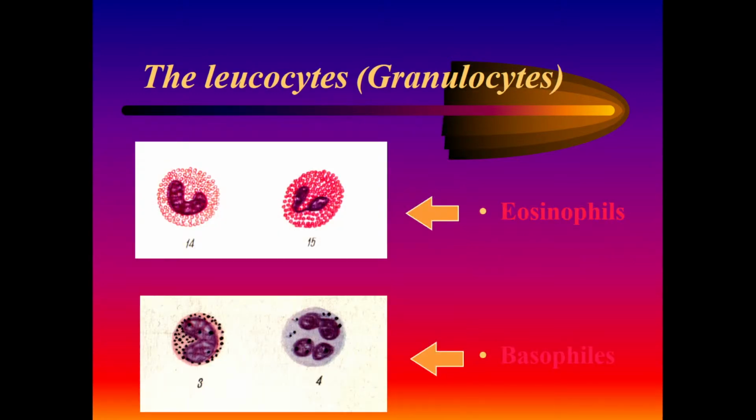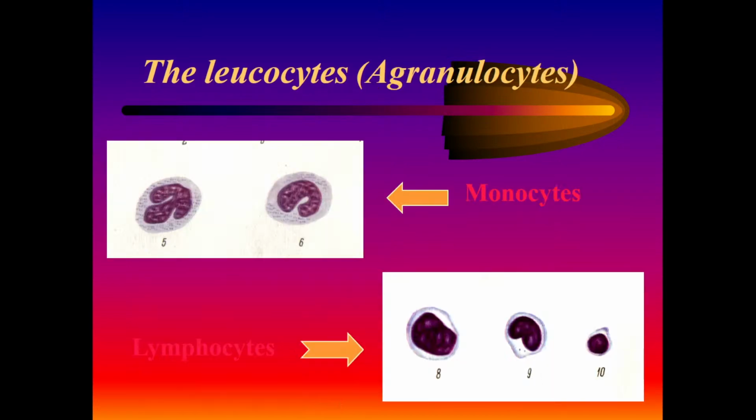The leukocyte granulocytes are divided into eosinophils and basophils. The name depends on how they change color during specific staining. Leukocytes and granulocytes also include monocytes and lymphocytes.